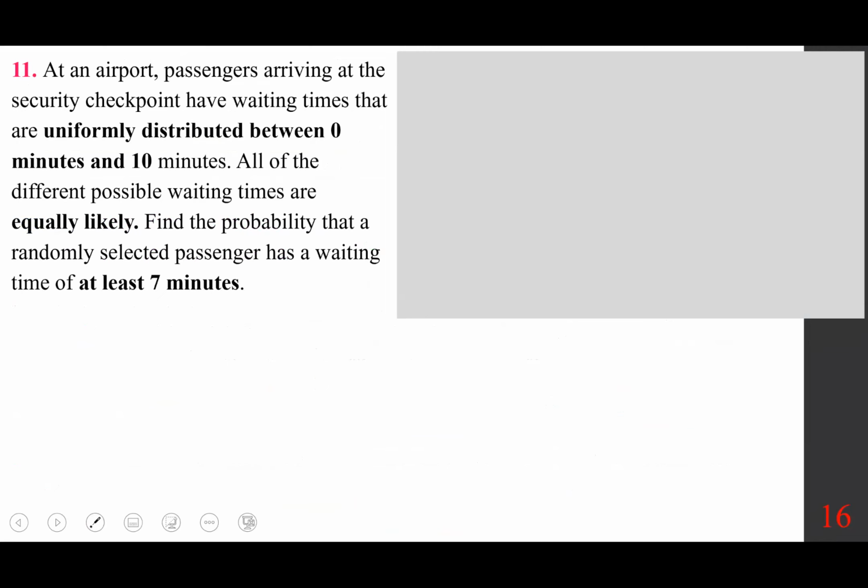Could somebody read this question, please? At an airport, passengers arriving at the security checkpoint have waiting times that are uniformly distributed between 0 minutes and 10 minutes. All of the different possible waiting times are equally likely. Find the probability that a randomly selected passenger has a waiting time of at least 7 minutes.